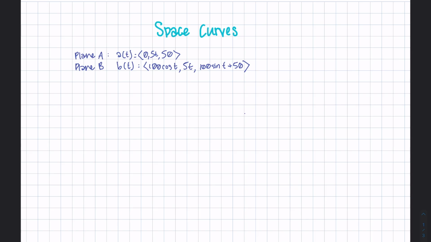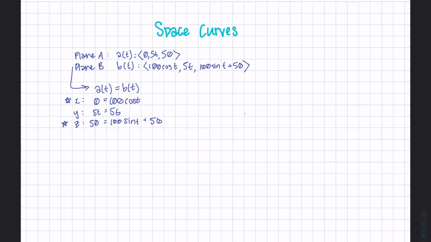Okay, so let's take a look at this problem. Two curves intersect when their position vectors are equal to each other, or when their coordinates match at the same t. So we can set 0, 5t, and 50 equal to 100 cosine t, 5t, and 100 sine t plus 50, which then gives us 0 equals 100 cosine t, 5t equals 5t, and 50 equals 100 sine t plus 50. The second equation is always true. So the question reduces down to whether the first and third equations can be satisfied at the same time.